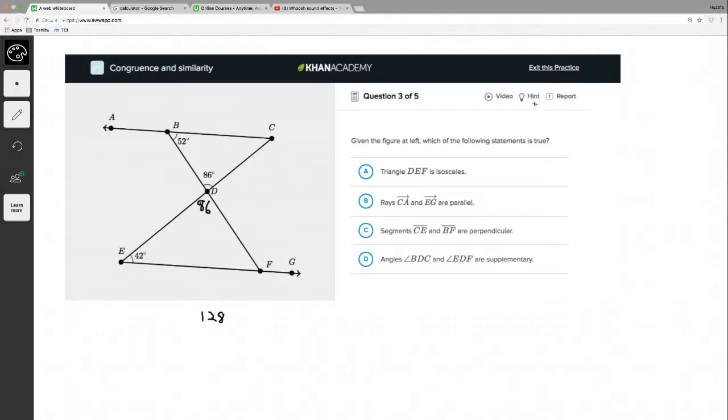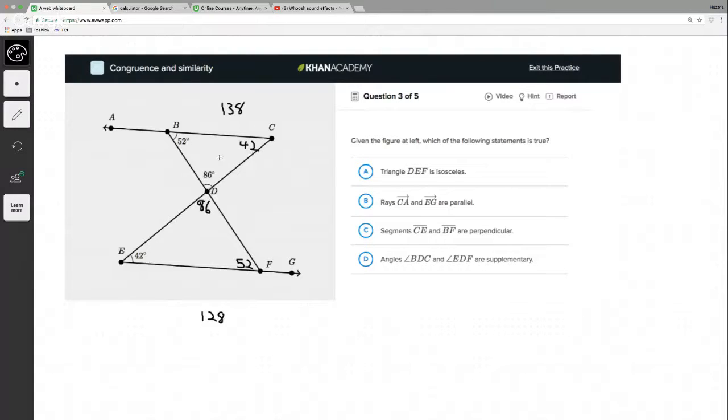So 86 plus 42 is 128. I think this is a calculator section, you could have used your calculator. So that's 128. So what does this have to be? This has to be 52 over here, 52 degrees. What about over here? We got 52, we got 86. These guys add up to 138. So what does this have to be down here? This has to be 42.